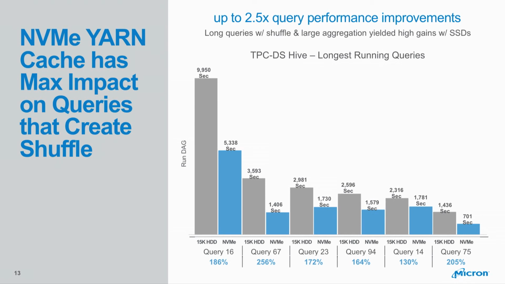And the results were striking. If you look at the graph here, the gray are the query completion times for the all 15K hard drive cluster, and the blue is the same cluster but with a single NVMe at the node level. What we found is that for the longest running queries, we saw up to 2.5 times better query performance. And we also found that the NVMe YARN cache had the maximum impact on those queries that created shuffle.